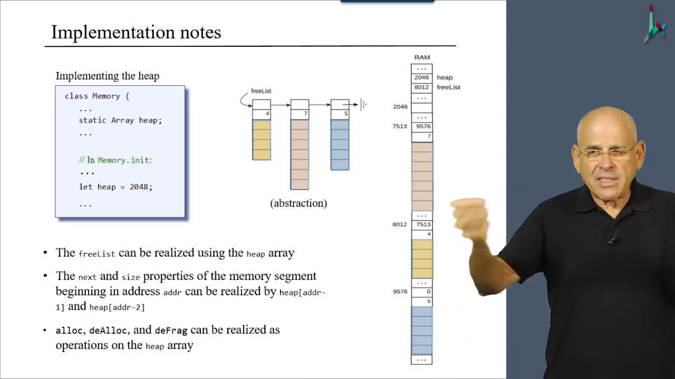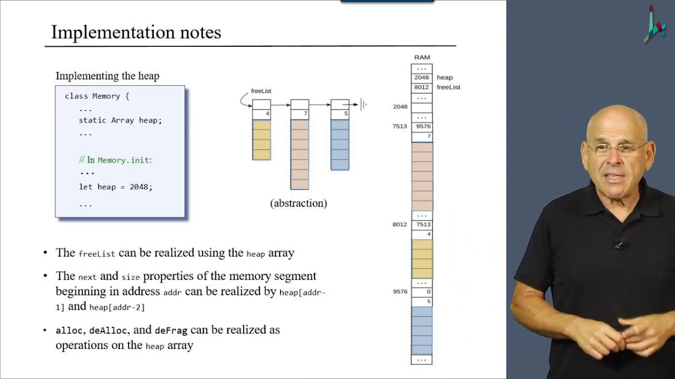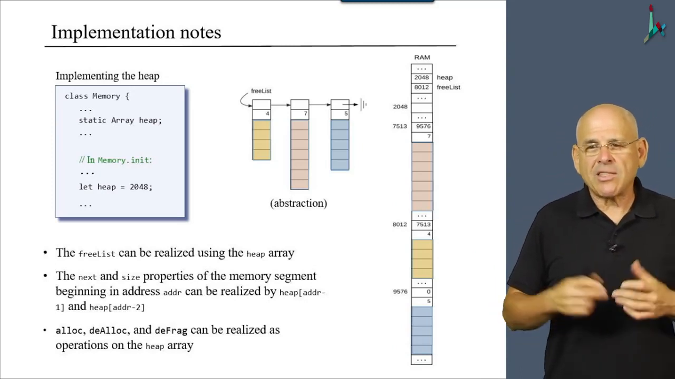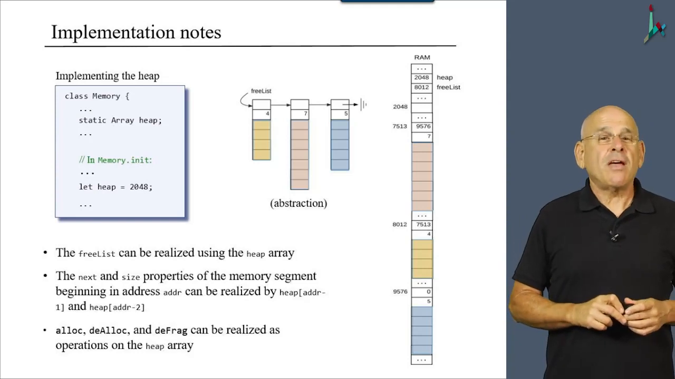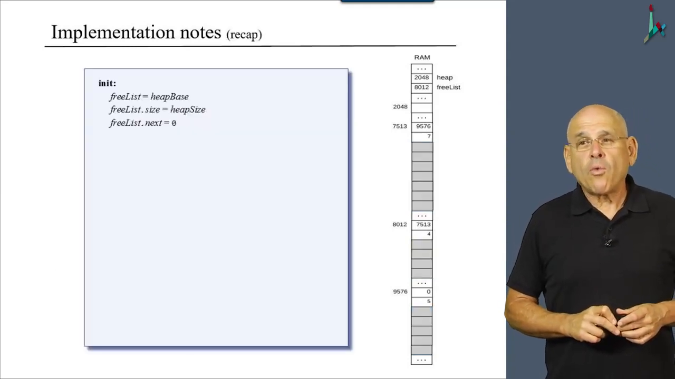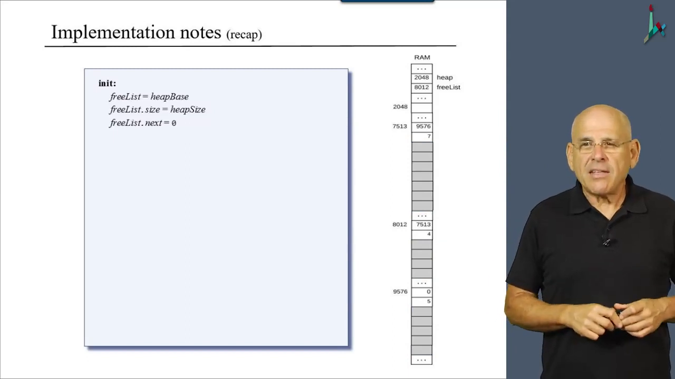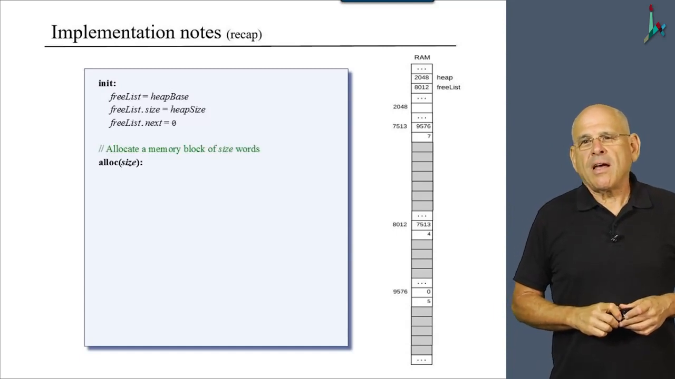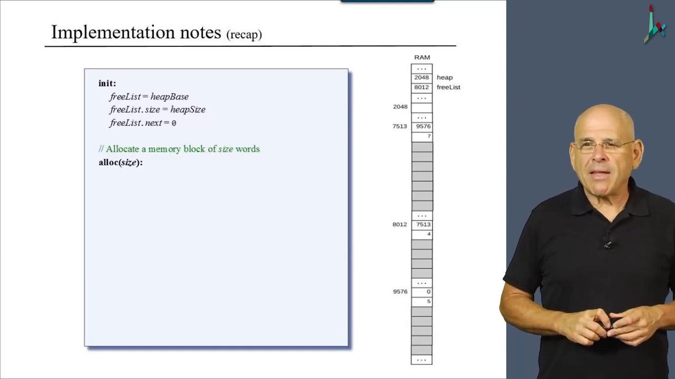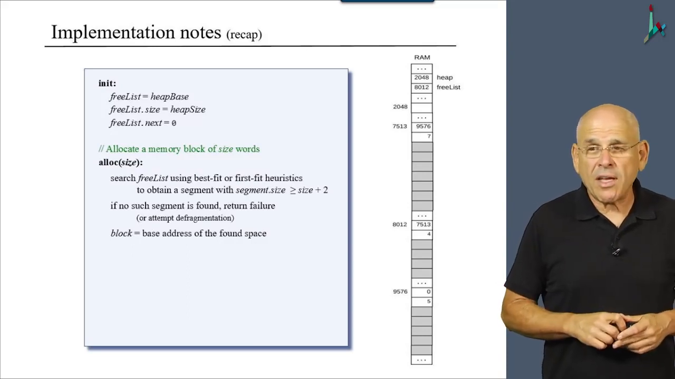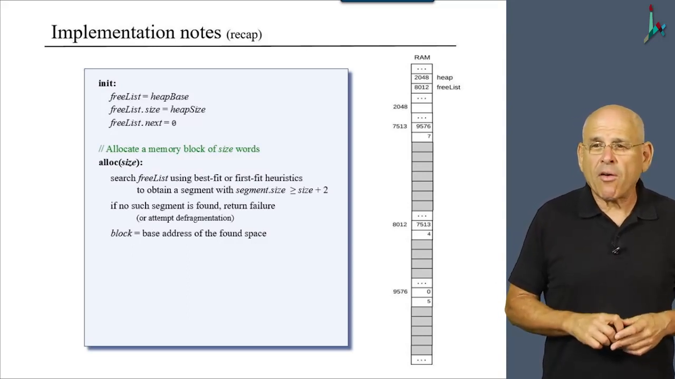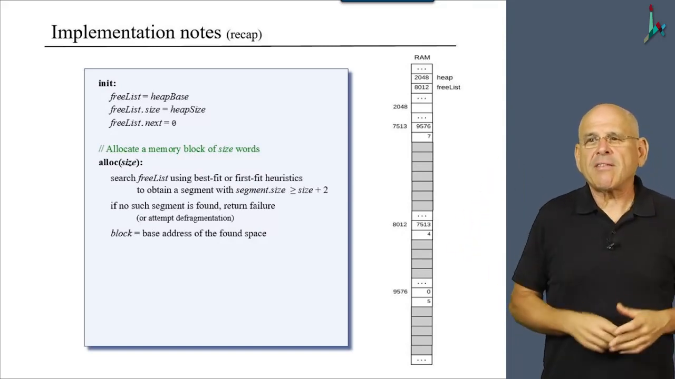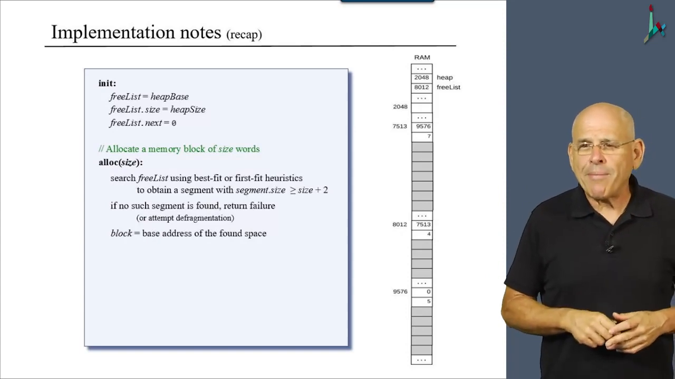If we have all this represented for us, then dealloc and alloc and defrag can be realized as operations on this heap array. So to recap, init is going to be implemented using this pseudocode here. Alloc size will be implemented using this pseudocode here, which we discussed before. We are looking for either best fit or first fit. First fit is probably easier to implement.